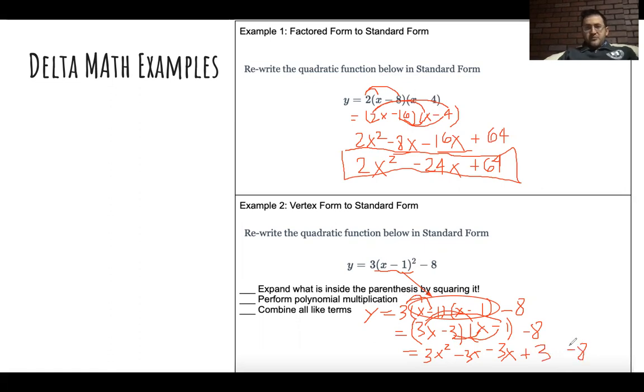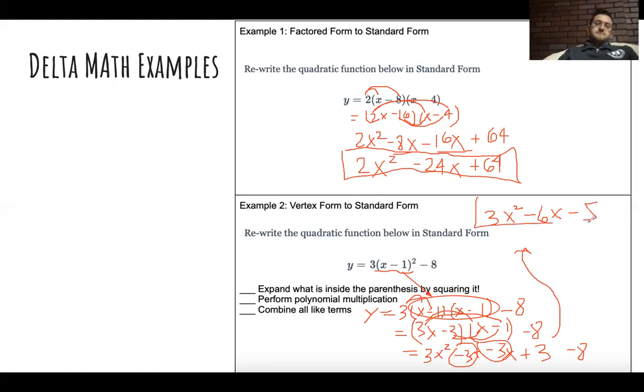And I have some like terms that I need to combine. So I have minus 3x minus 3x. And our final answer, we're just going to have in the ax squared plus bx plus c. It's just going to be 3x squared minus 6x minus 5. And then we're done.